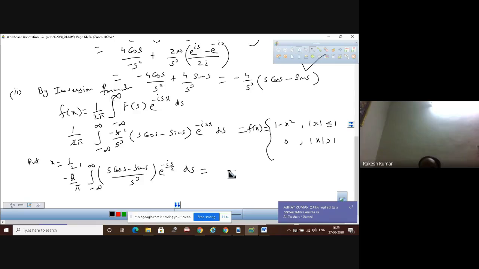and that will be equal to f of 1 by 2. Since 1 by 2 will lie in this interval, because this is the interval minus 1 to 1, clearly 1 by 2 lies in this interval, and when you substitute 1 by 2, that comes out to 1 minus 1 by 4, so that will be 3 by 4.